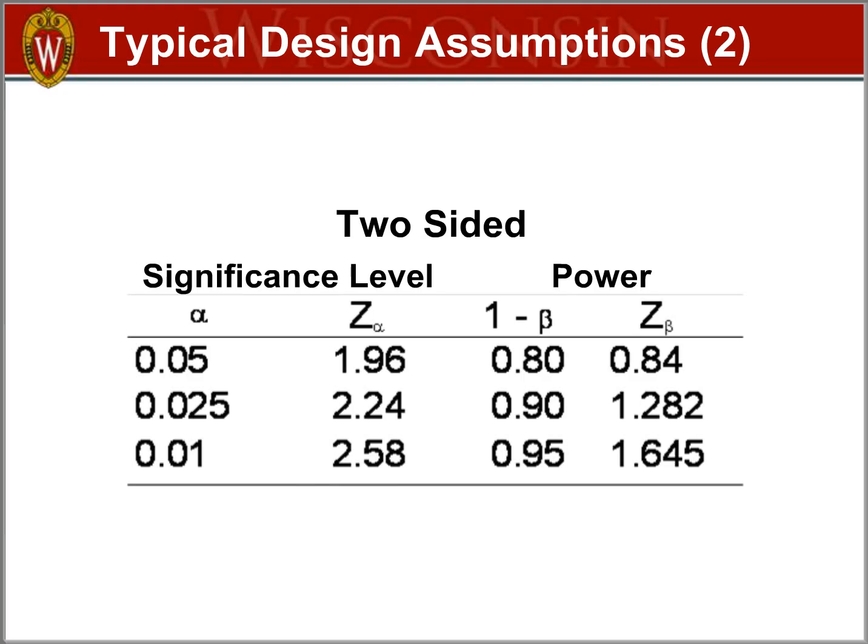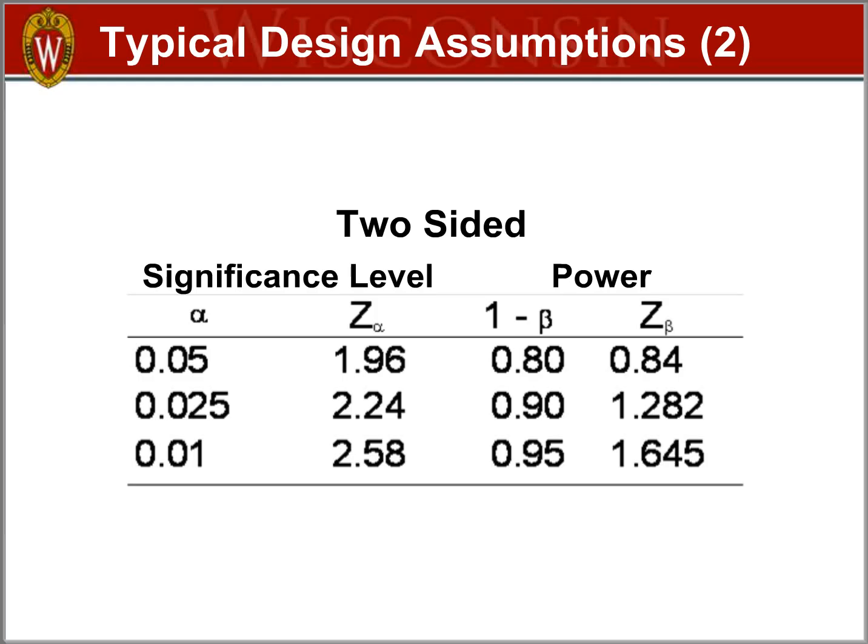If we're going to have a 5% type 1 error, the critical value, the Z alpha value, is 1.96. For 80% power, it would be a coefficient of 0.84. We'll come back and see how that's utilized. For a 2.5% significance level, it would be 2.24 for the critical value. For a 1% significance level, it would be 2.58.